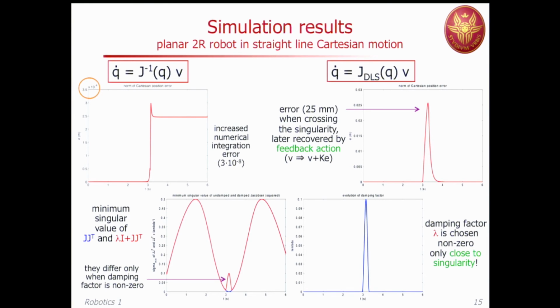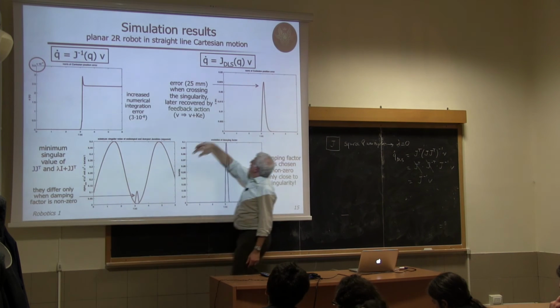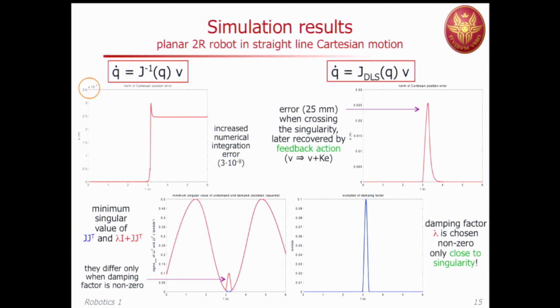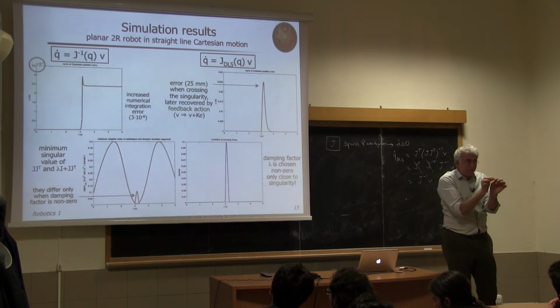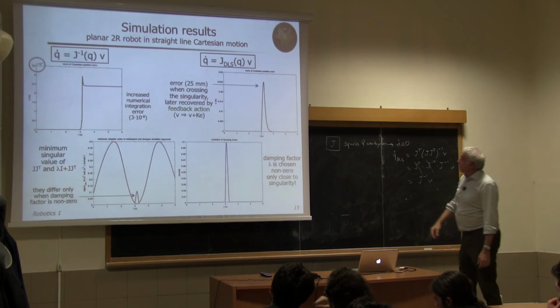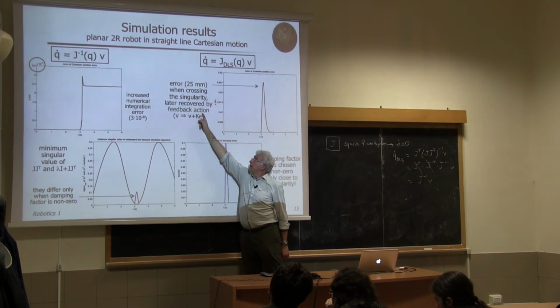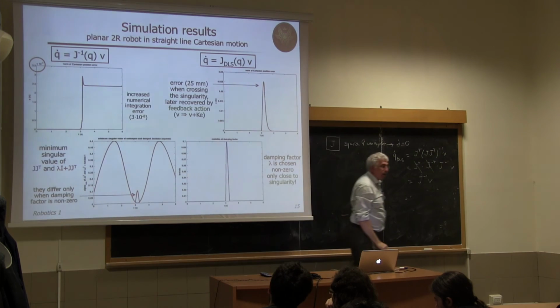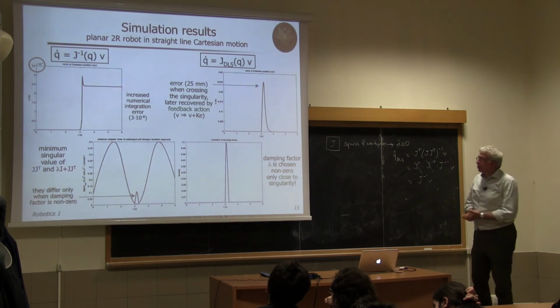And here, without saturation, you will still have a small error, only numerical. Here you will have an error which is about 25 millimeters with a robot which has 1 meter and 1 meter length. So on a 4 meter workspace, you will have 25 millimeters error when you're getting very close to the origin. And then this error is brought back to 0 thanks to the fact that you're adding to the desired velocity a feedback action. We will come back to this at the end of the course when we are talking about kinematic control, so closing a feedback loop on the error.